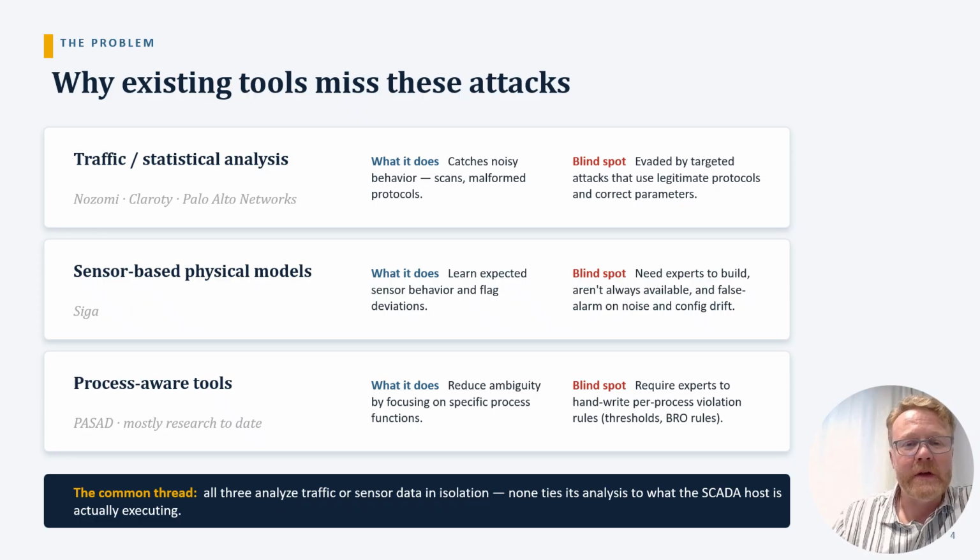And then the last family is process-aware tools. So you see the PASAD acronym there. That stands for Process-Aware Stealthy Attack Detection. And it is an AI/ML-based framework that focuses strictly on process values rather than network traffic. It creates a baseline of things like pressure, temperature, and flow rate values, and looks for deviations from those as a possible attack. The underlying critique and the gap that SCAPHY fills is that each of these look at network or sensor data on its own with no connection to the SCADA execution context. And that context is the whole idea of this paper.